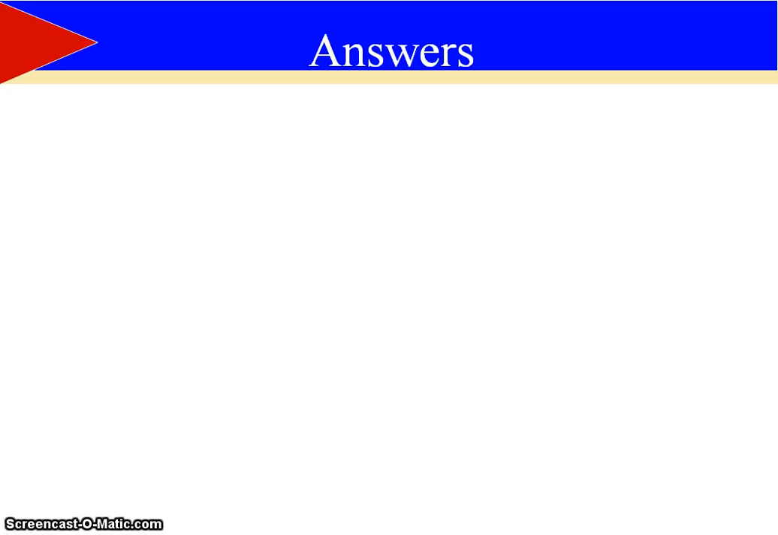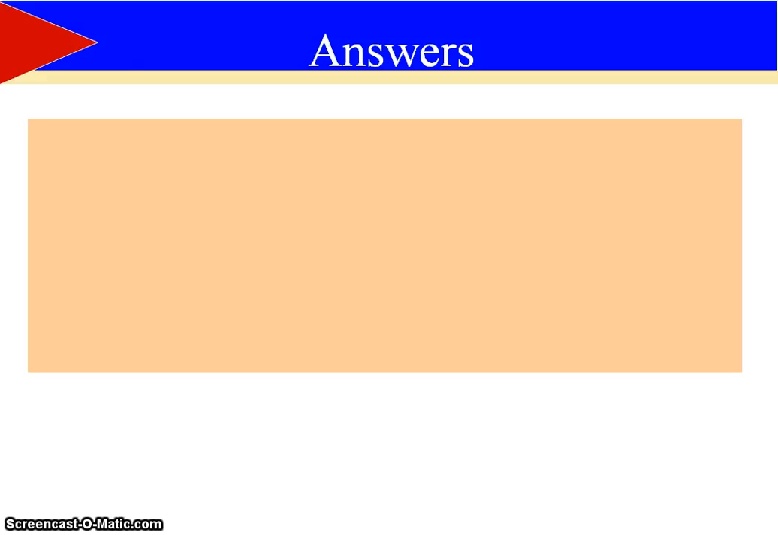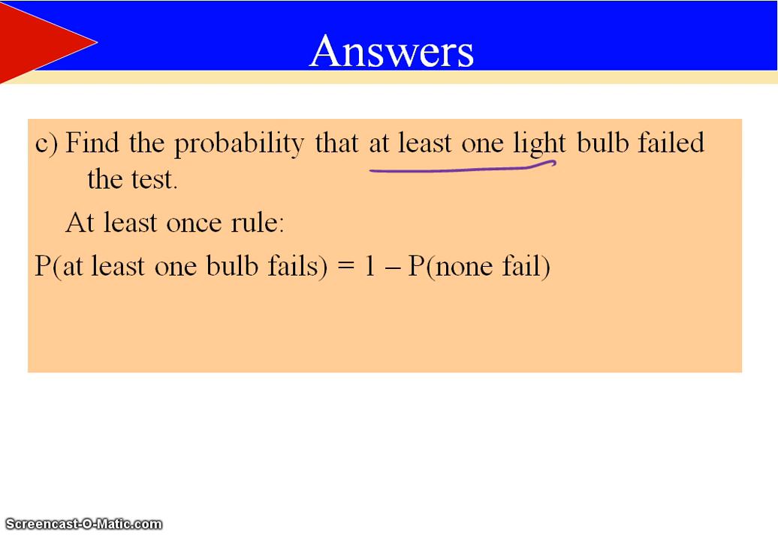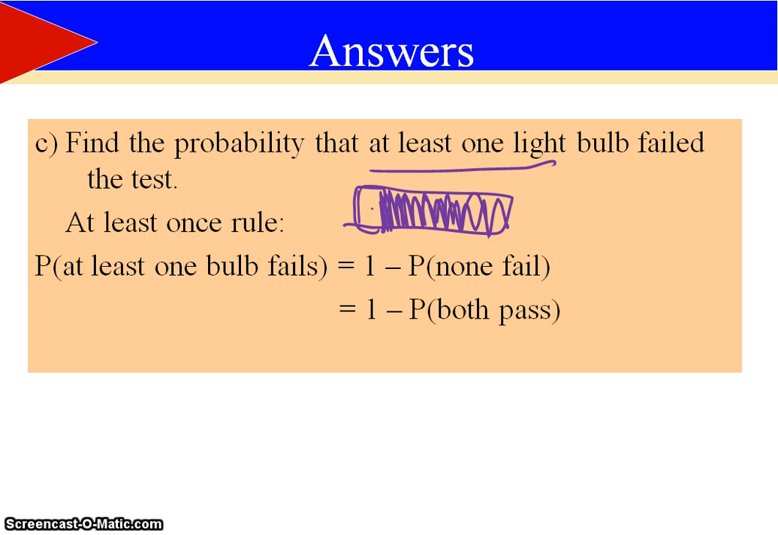Okay, so part C says find the probability that at least 1 light bulb failed the test. Because it says at least once, we're going to use the at least once rule. So the probability that at least 1 bulb fails is 1 minus the probability of none, because if you look at all possible things, at least 1 failing is all of those things. And then this would be the complement, none, because either none fail or at least 1 is going to fail. They are complements, so the sum of the 2 adds to 1.